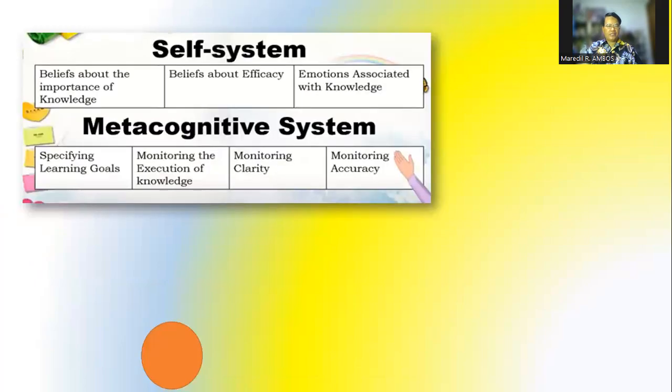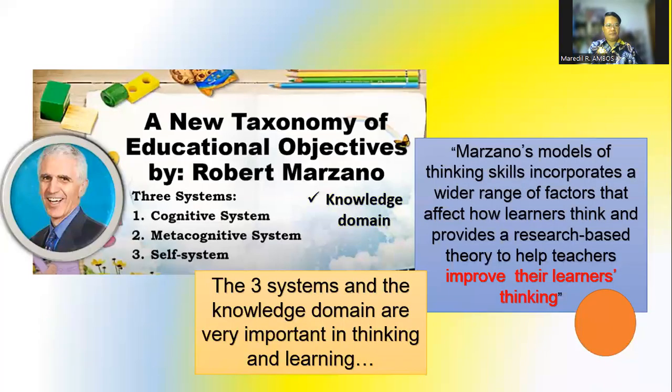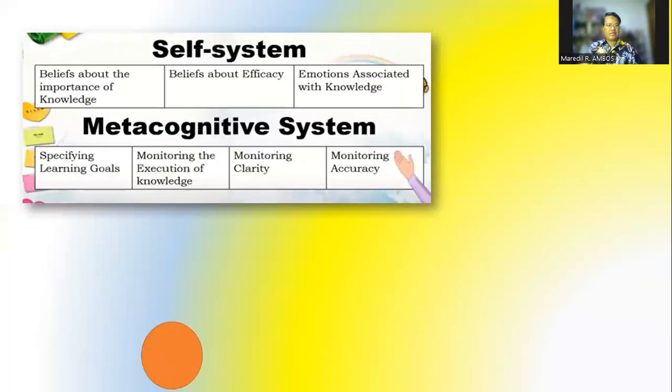Let's discuss one by one the three systems. Let's start with the self system. Here we have the beliefs about the importance of knowledge, and beliefs about efficacy. We need to be efficient. Then there are the emotions associated with knowledge.